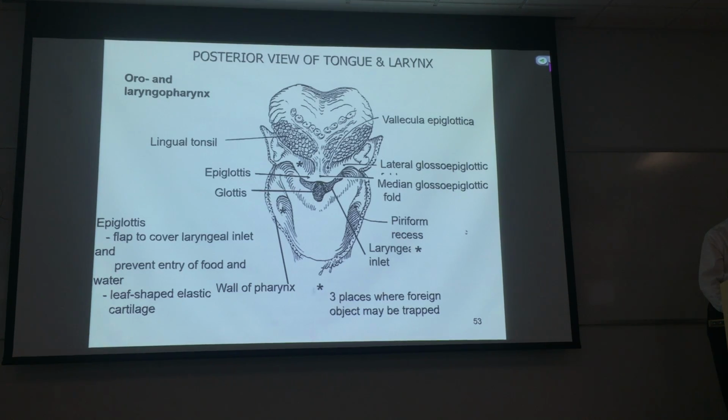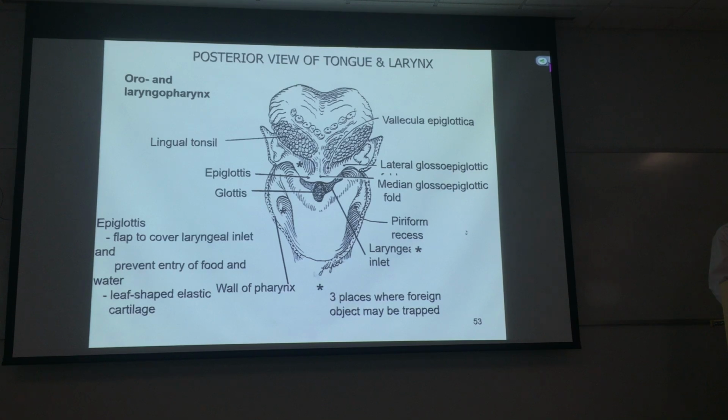This will be a goodie because there are asterisks here. So, 3 places where foreign objects might be trapped. Make sure you know this could potentially be the lateral glossoepiglottic fold, laryngeal inlet, and what's actually the third one? Oh, piriform recess, yeah.